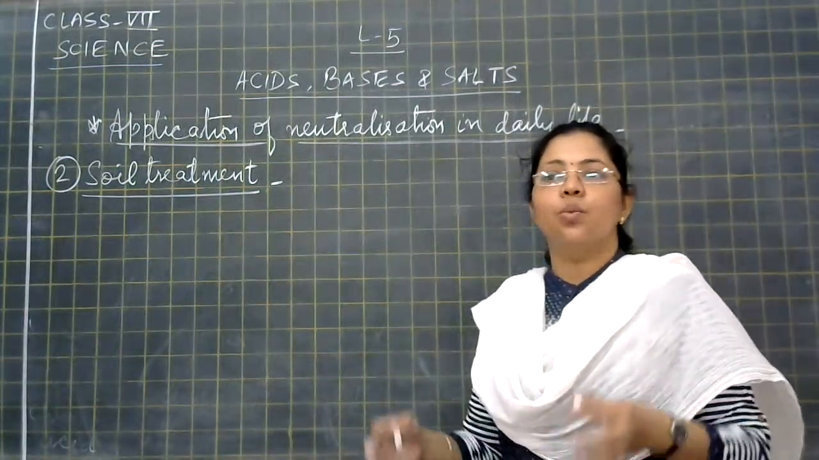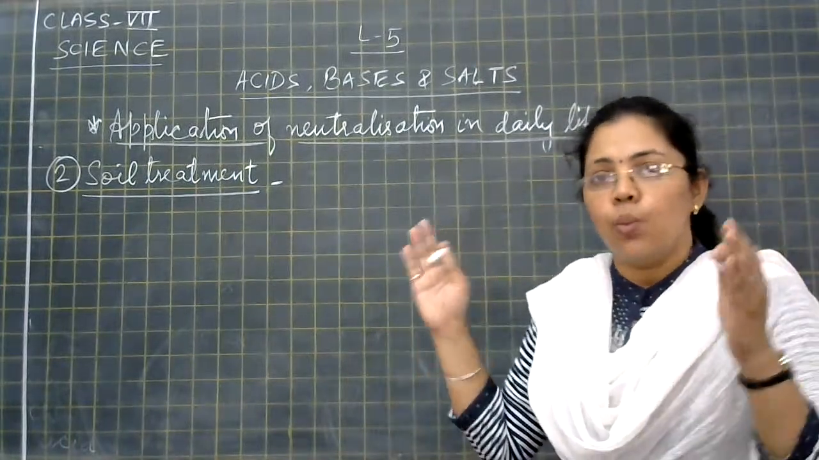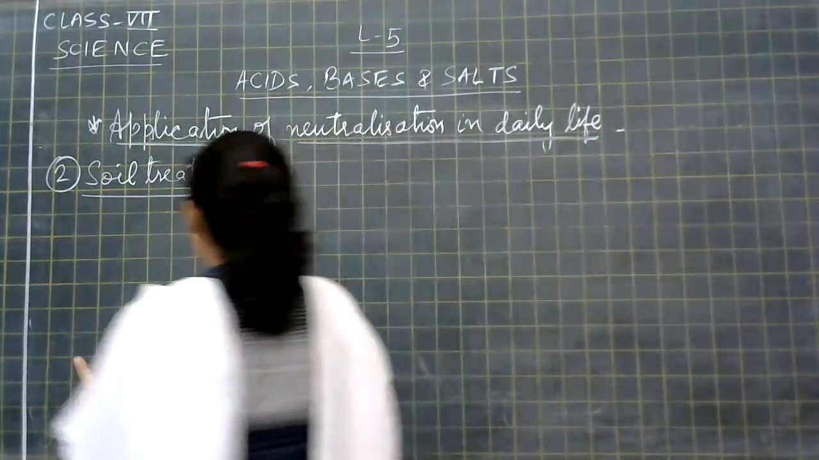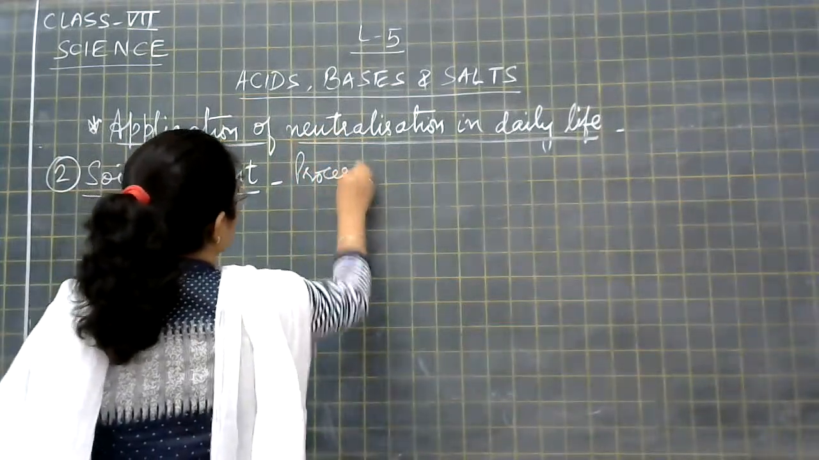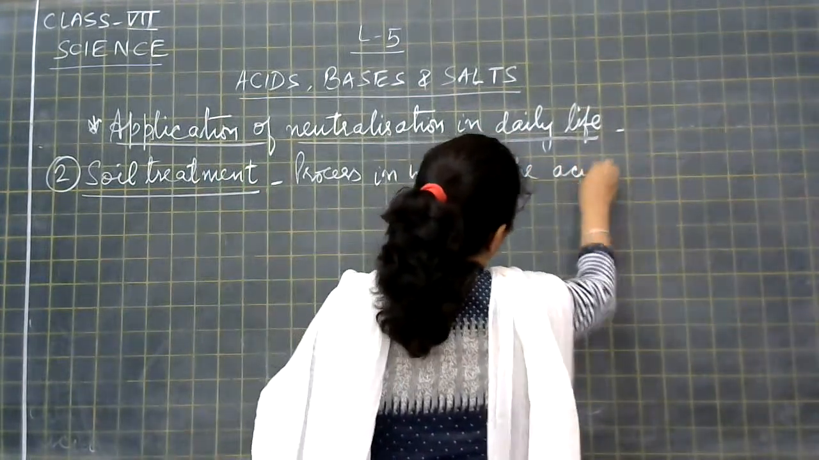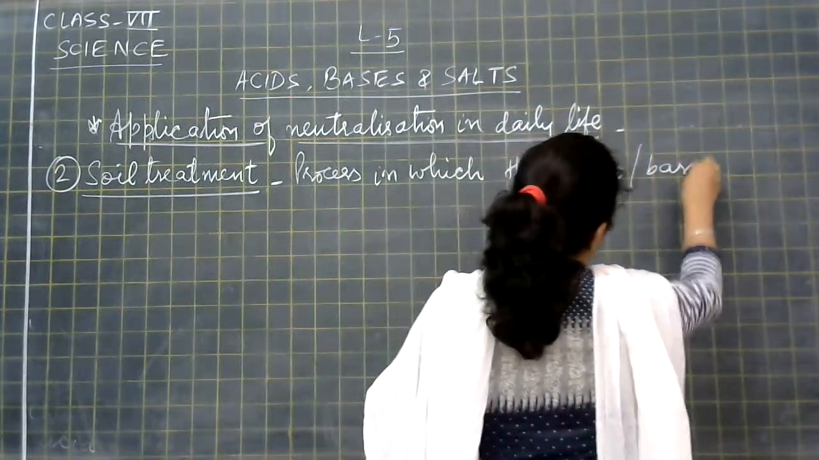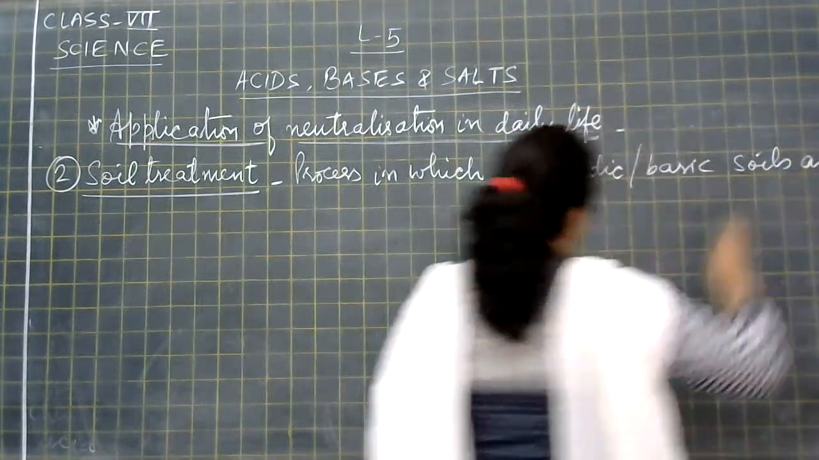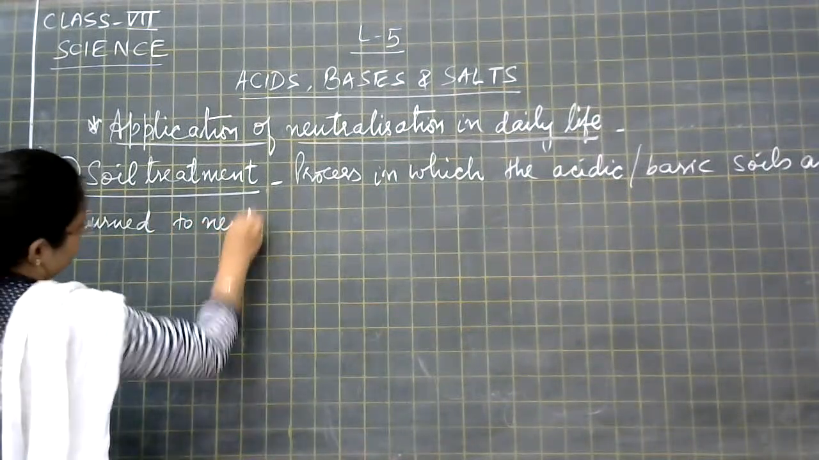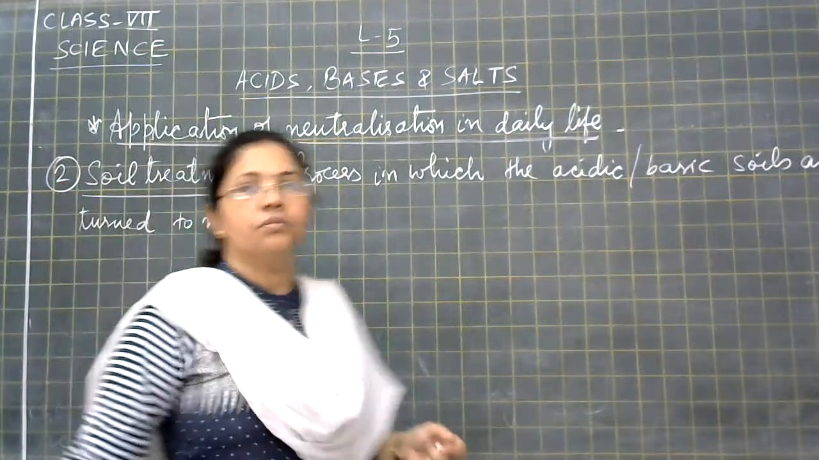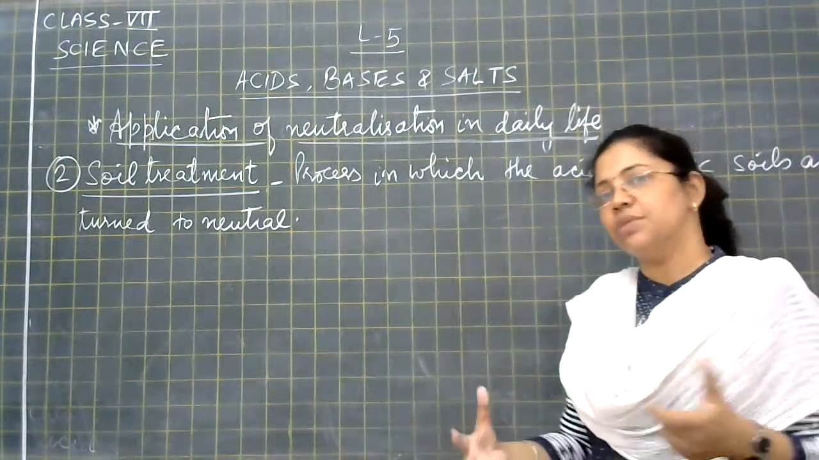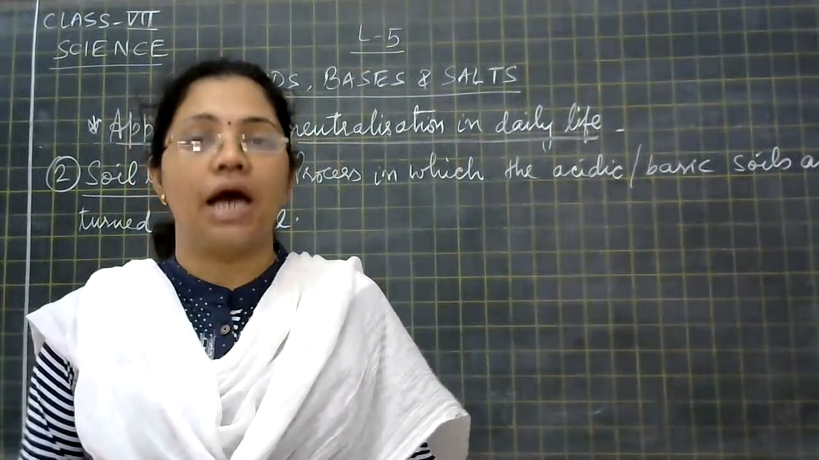Now first question comes that what do we mean by the definition, soil treatment. The soil treatment means it is the process in which the acidic or basic soils are turned to neutral. Yes. So what happens? There are certain soils. Sometimes the soil is highly acidic or it is highly alkaline, right?